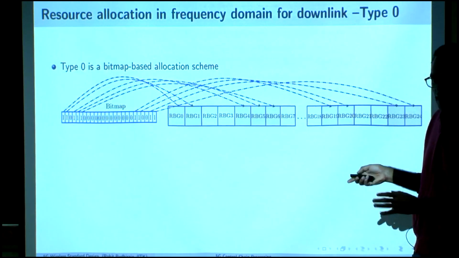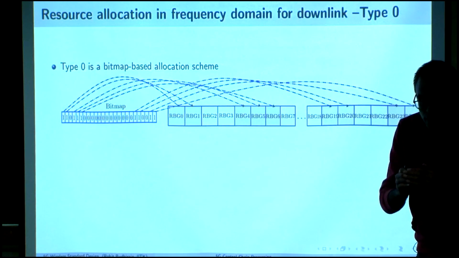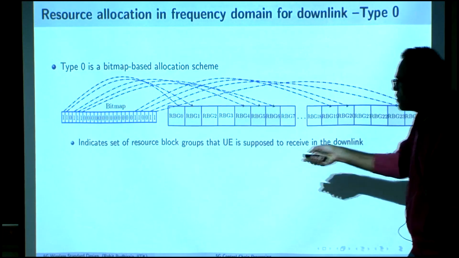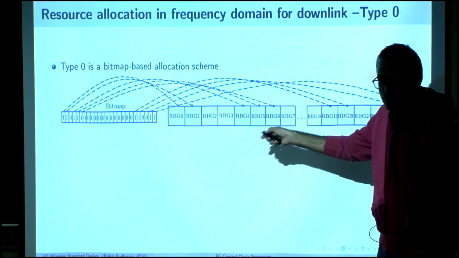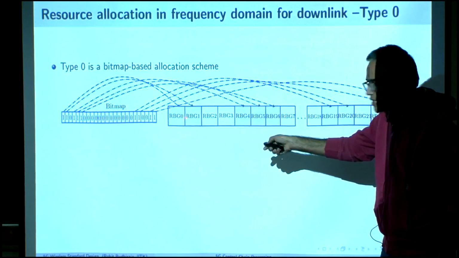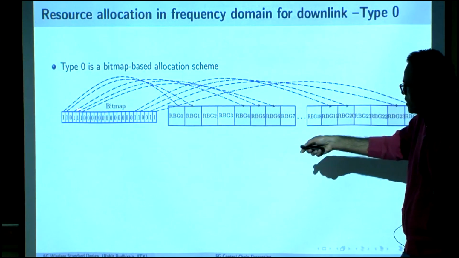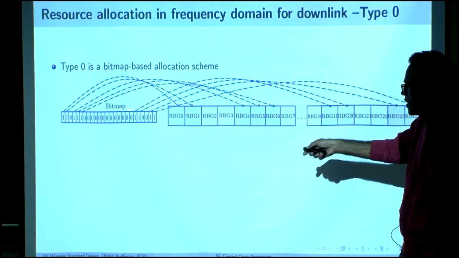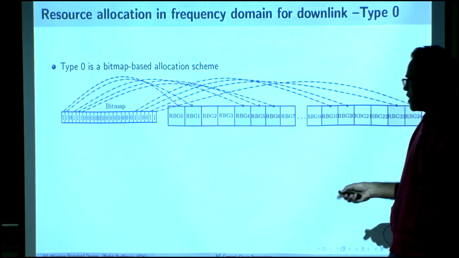So you group these RBs together and call them RBGs, resource block groups. These arrows are indicating that these RBGs are assigned to this user. You see this grayish one, 1, 1. These are assigned to this user. Again grayish. So this bitmap is 1, 1, then this one is not allocated. One more 0 should come because 2 RBGs are not allocated.